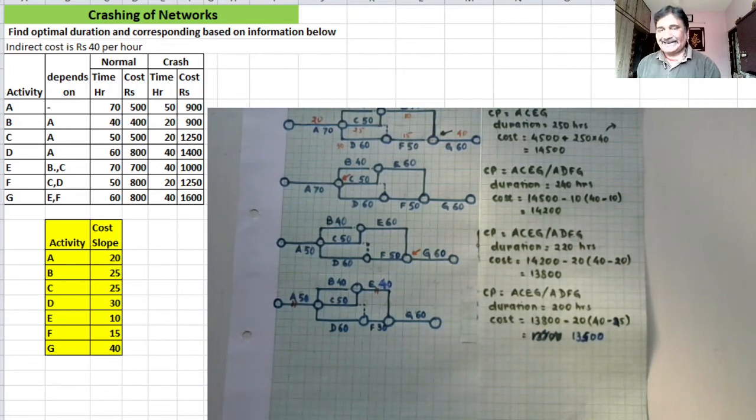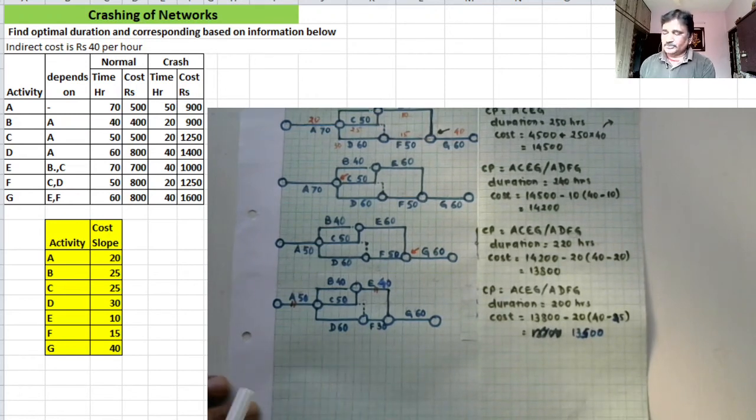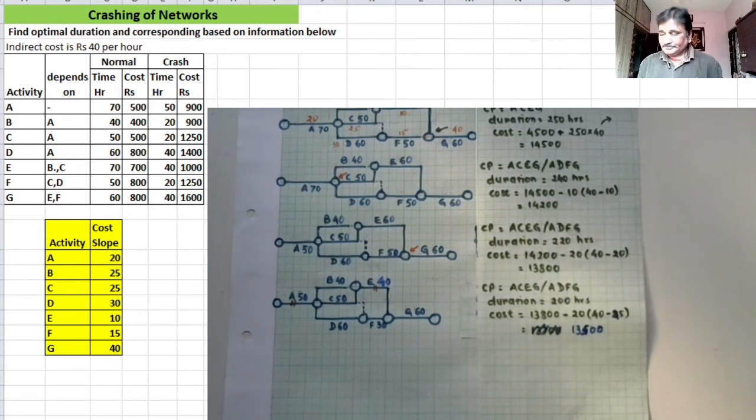Okay, if you are ready to add to the cost, or if you are bent on reducing the project completion duration, then only you will be crashing, otherwise not. But here our target is to minimize the cost, not minimize the duration. All right, if your objective is to minimize the duration, then definitely you will be crashing activity C, simultaneously you will be crashing D or F, whatever.